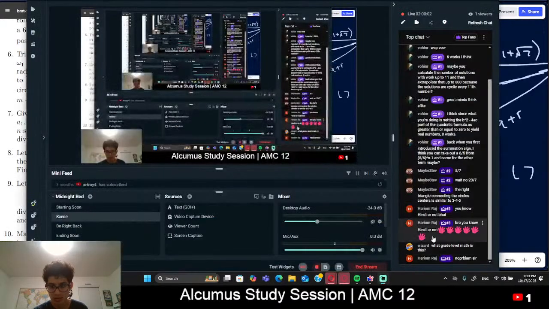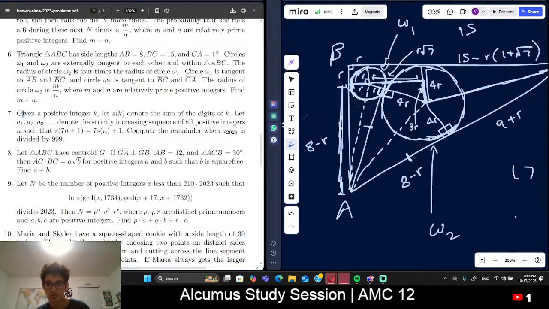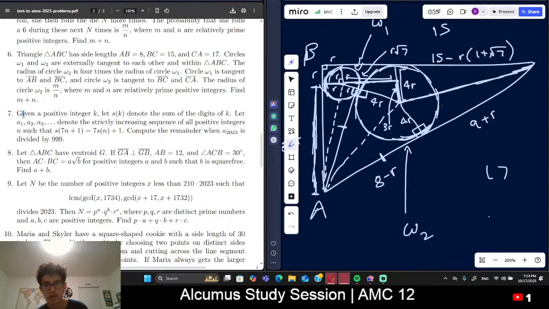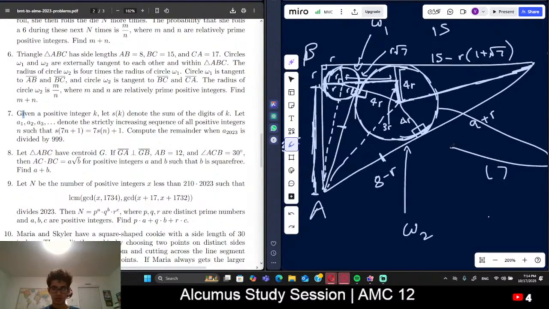What did he say? I'm just checking the chart right now. The right triangle connecting the circle's centers is similar to 3, 4, 5. Where is the right triangle? Okay, this one is similar. Why is it similar though? I don't immediately see why that has to be the case. Also, I don't see what I did wrong in my approach here.